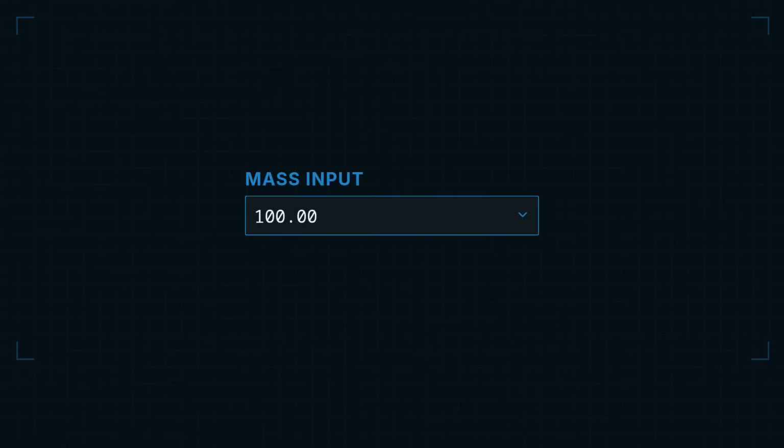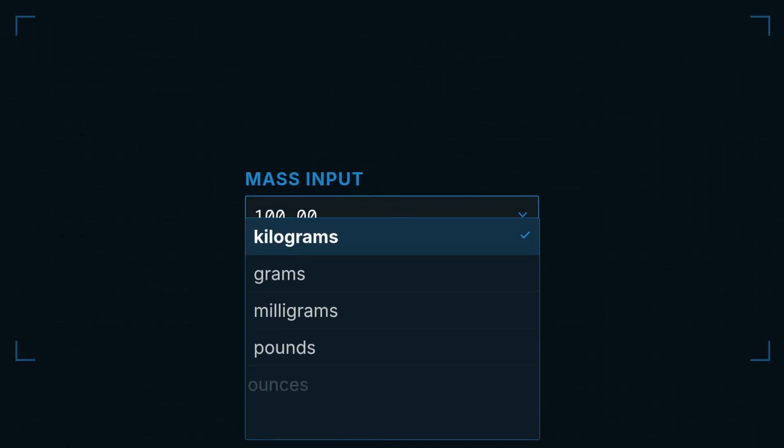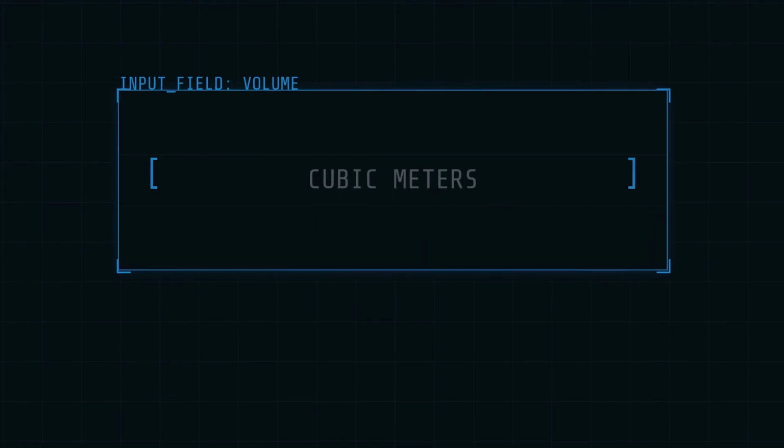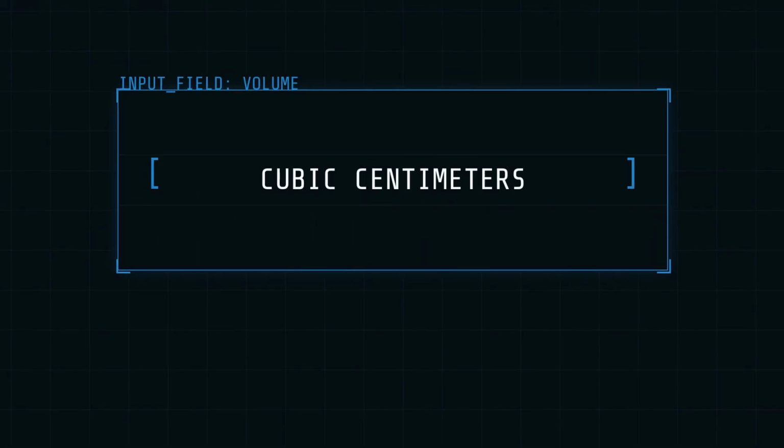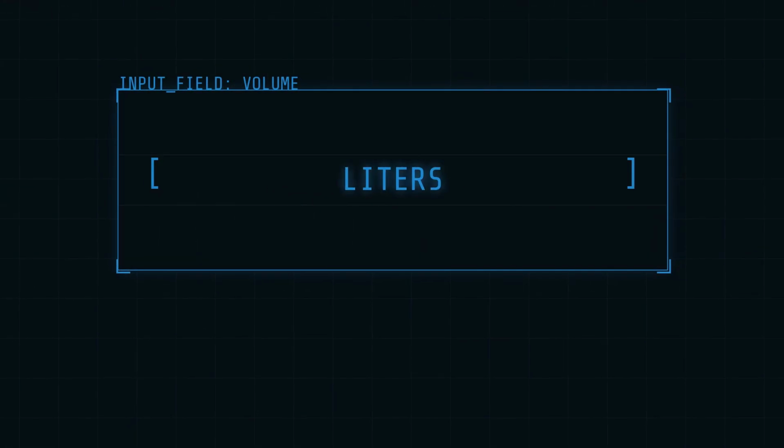Next, we have the mass input field, with units including kilograms, grams, milligrams, pounds, ounces, and metric tons. The volume field accepts cubic meters, cubic centimeters, cubic millimeters, liters, milliliters, cubic feet, cubic inches, and US gallons.